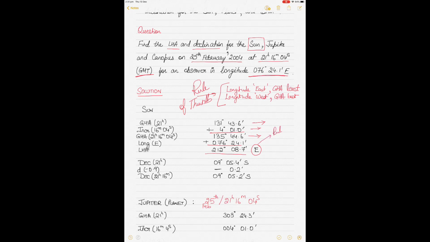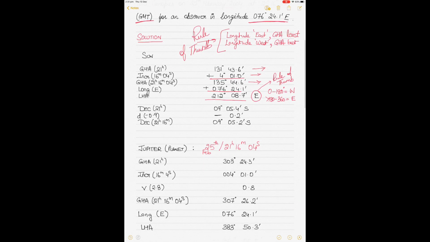There is another rule of thumb, and the rule of thumb is that if the value of the LHA is between 0 and 180 degrees, then you name your LHA west. If it is greater than 180 and up to 360, you name your LHA east. Alright, so later on when I show you conceptually the relationship between longitude and GHA and LHA, you will get a better idea of why it is so. For now just remember this rule of thumb. I have these rules of thumb written on the screen here so that you can remember them, write them down. So these are the two rules of thumb that we use here.